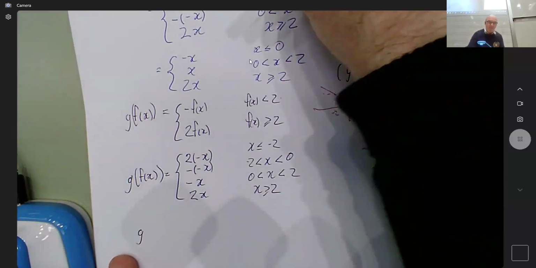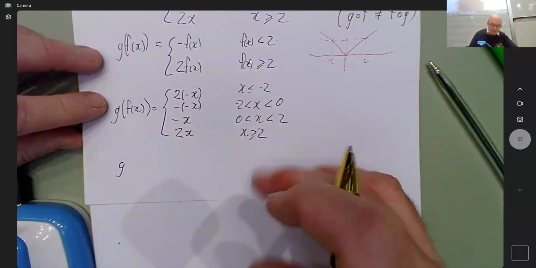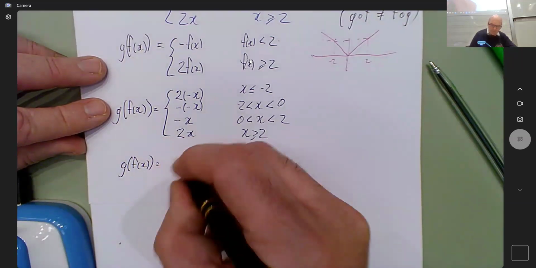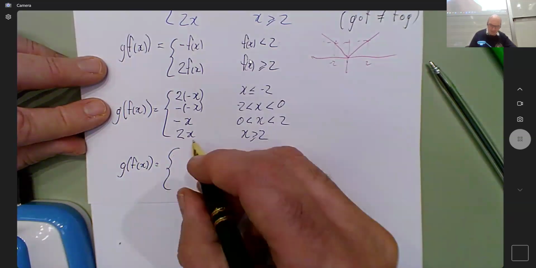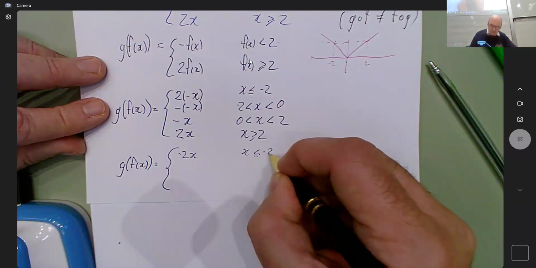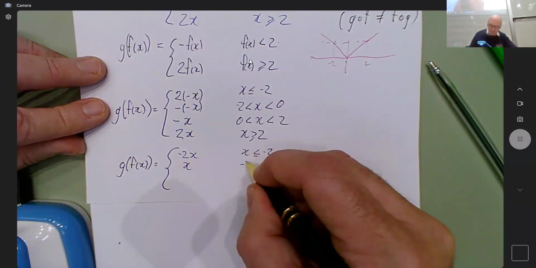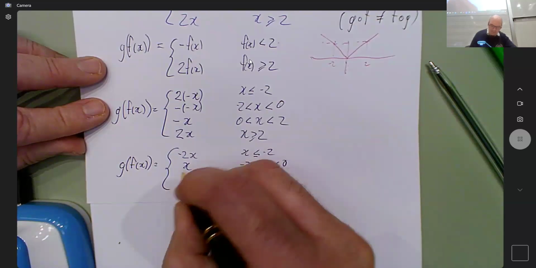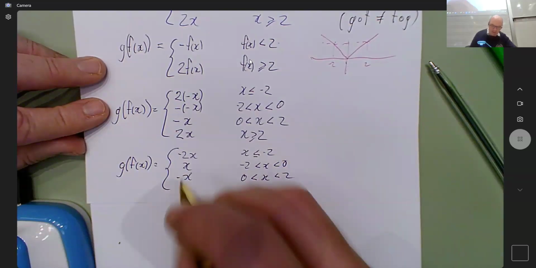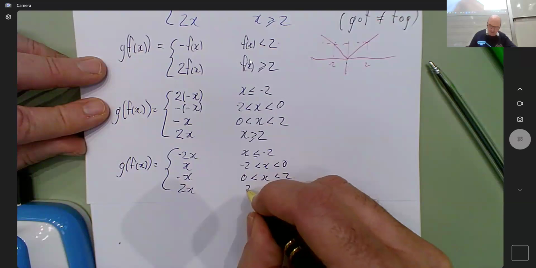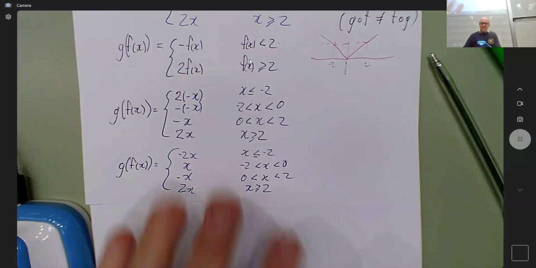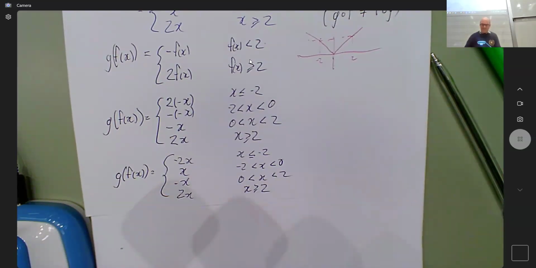I need to shift that up a little bit. g composed of f of x is equal to minus 2x for x less than or equal to minus 2, x minus 2 for minus 2 less than x less than 0, minus x for 0 less than x less than 2, and 2x for x greater than or equal to 2. Sweet. What does this look like?